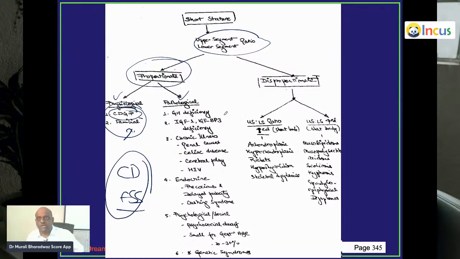It can be pathological, like in growth hormone deficiency. Upper trunk, lower trunk are equally shortened. Then any chronic illness like renal disease, celiac disease, HIV, cerebral palsy, or if there is any endocrine disorder like delayed puberty, Cushing syndrome, or any psychological problem like psychological dwarfism.